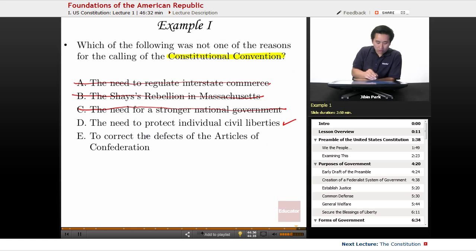To correct the defects of the Articles of Confederation? Absolutely. A form of this question, I'm sure, has appeared on the AP exam. What they're trying to test is, do you know why the Constitutional Convention was called? What were the reasons? Basically you can spout out a list of different things. The Shays Rebellion, lack of power of the federal government, the Articles of Confederation was a league of friendship and not a nation united by the people. And then after the convention, there's a group of anti-federalists that wanted a Bill of Rights, and there was no Bill of Rights that was guaranteed after the passing of the Constitution.